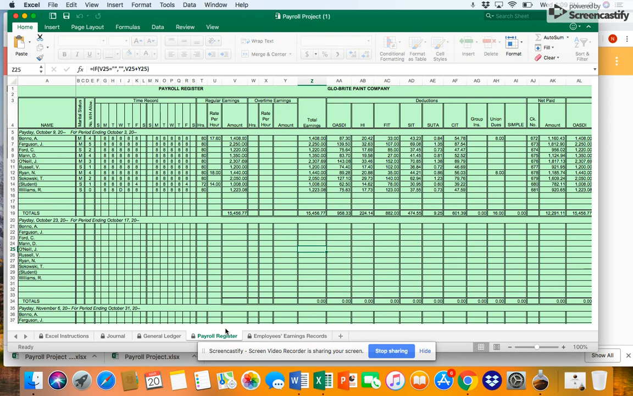Bono, Ryan, and the student are hourly employees. The rates for the 3 hourly employees are given in the book. These need to be entered into the spreadsheet in the regular earnings rate per hour column. Multiply the hours by the rate to arrive at the regular earnings.